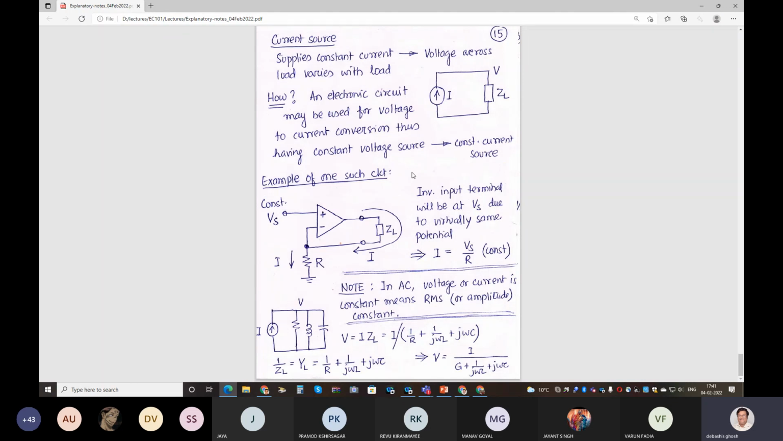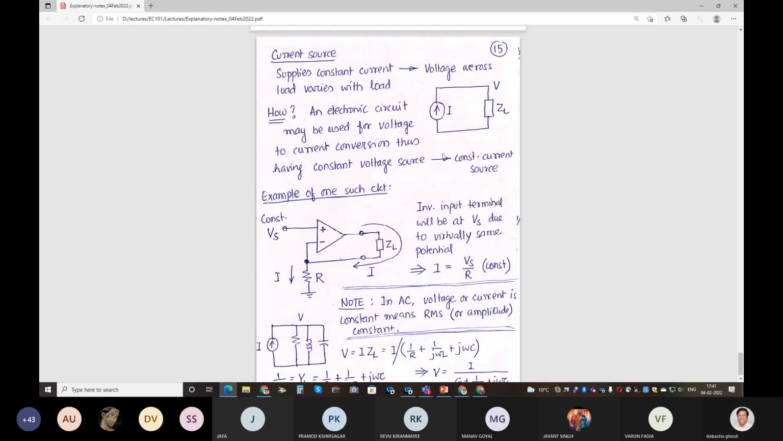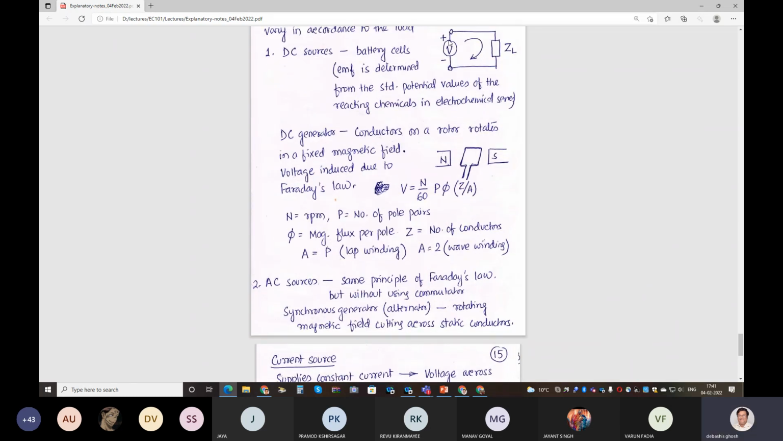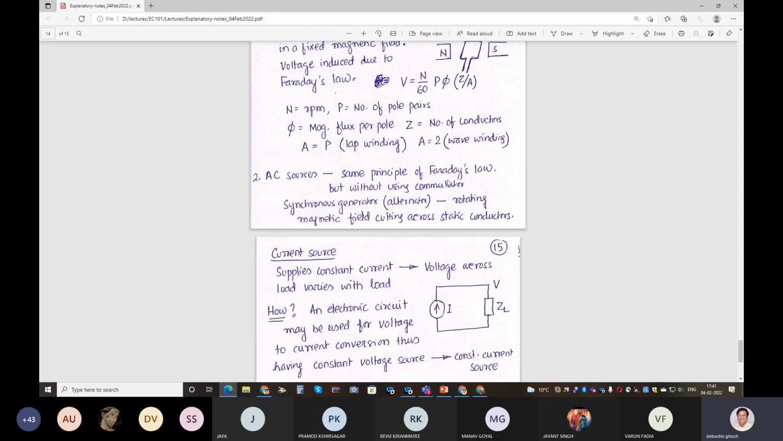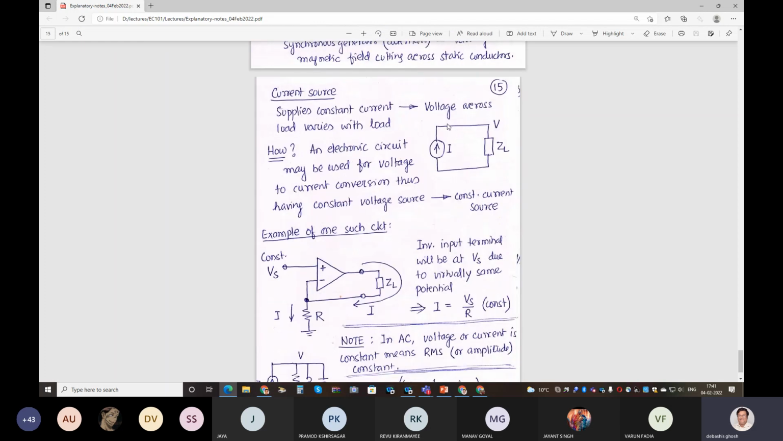In a current source, the source resistance comes in parallel, and in a voltage source, we consider the source resistance to be in series. In the ideal case, the source resistance of a voltage source is taken to be 0, whereas for an ideal current source, the source resistance is taken to be infinite. Infinite source resistance, ideal case.